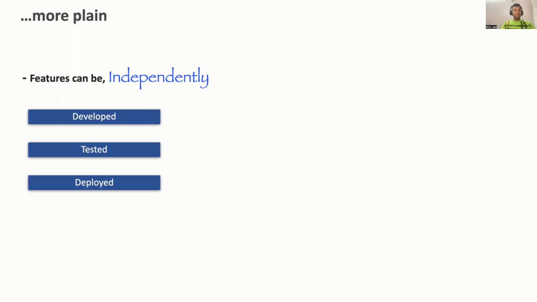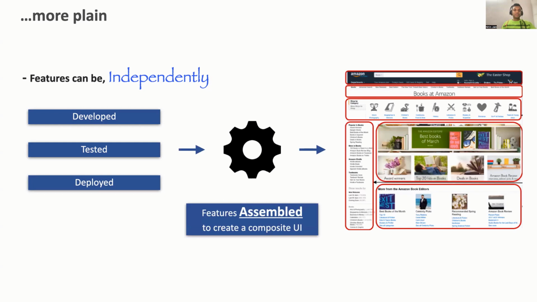So this definition which I have just given to you is half baked, it's not fully baked. So what is the fully baked one? Let me add the second part into it. All these features are developed independently, tested independently, and deployed independently, but from the front-end lens, all these features need to be assembled together to make a composite UI for the end user who is going to use it. Let's take an example of what I have there on the screen.